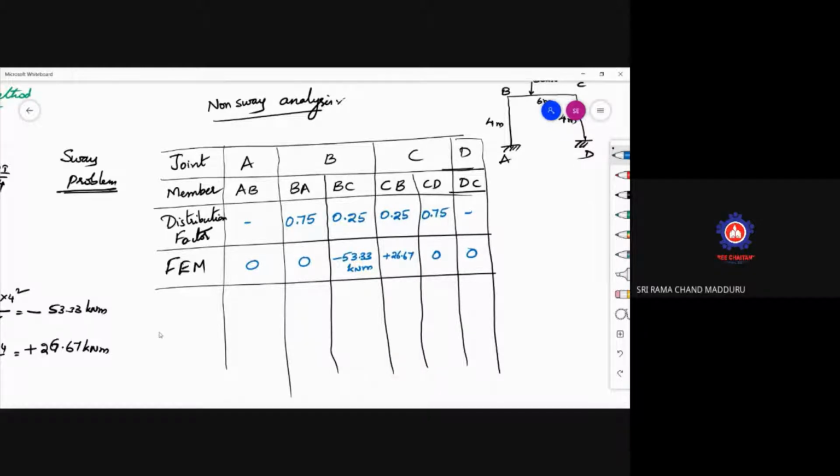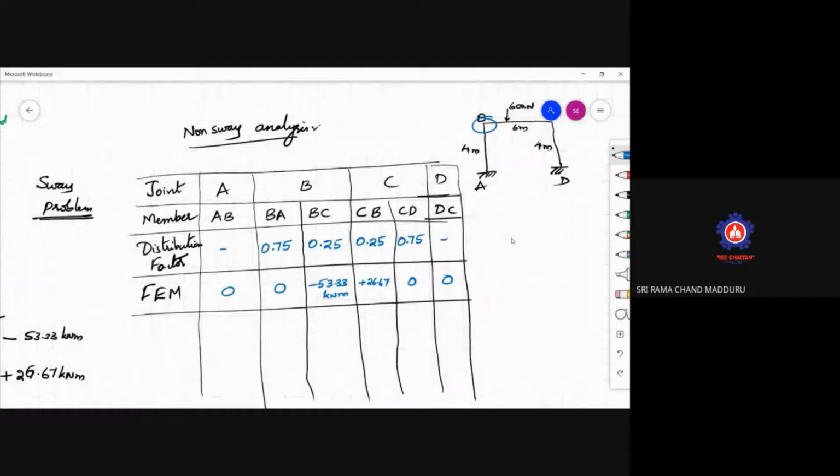To balance this, you know that whenever I am considering a joint, summation of the moments at a particular joint is equal to 0. So MBA plus MBC should be equal to 0, and in a similar way, MCB plus MCD is equal to 0. Just understand. So this is your portal frame. Summation of the moments at a particular joint is equal to 0. But here the difference between them is minus 53.33. So the difference is minus 53.33.